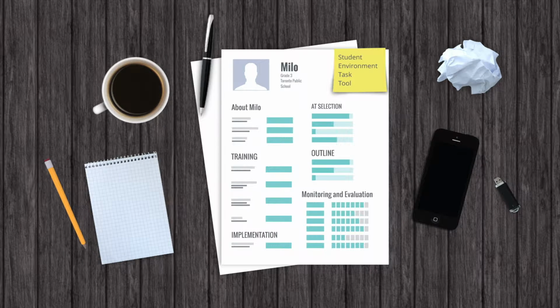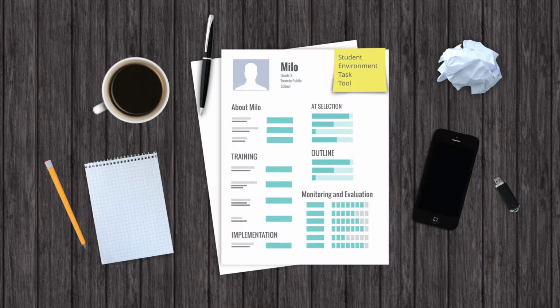Meet student 2. Let's call him Milo. Milo is a grade 3 student at Toronto Public School. Milo seems to be having some difficulties in reading, writing, and math. We decided to help him out with the assistance of our learning strategist, Ms. Helper. We are determined to find the best assistive technology, or AT, for Milo, so he can succeed in school.